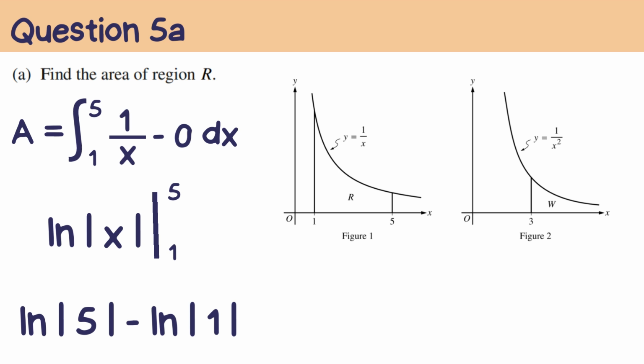and this would be your answer. You don't really need to simplify it, but if you did using log rules, then it would be ln of 5 over 1, because it was subtracting before, and you end up getting ln of 5. So either way, you should still get the point.